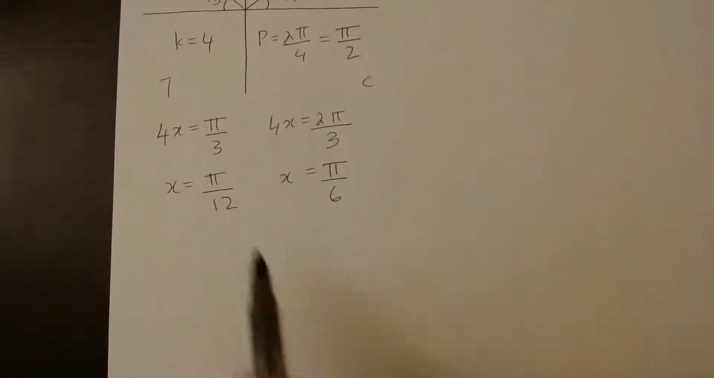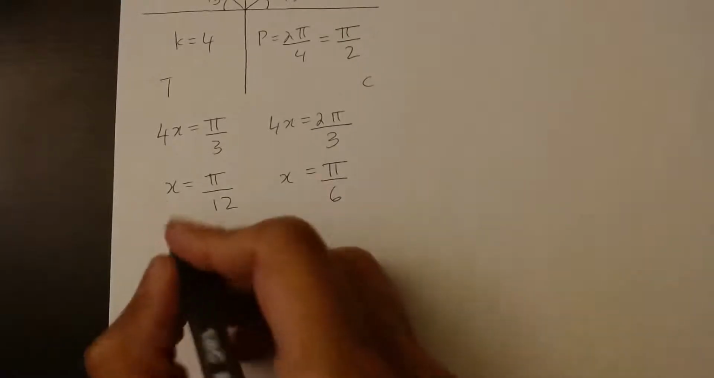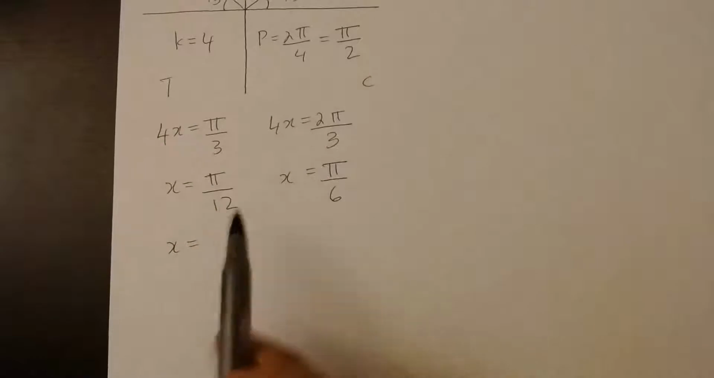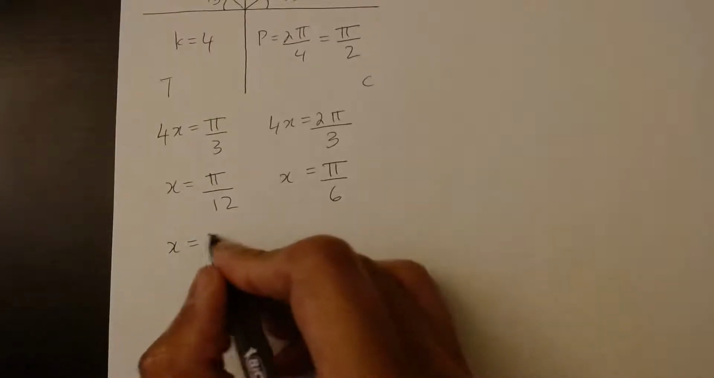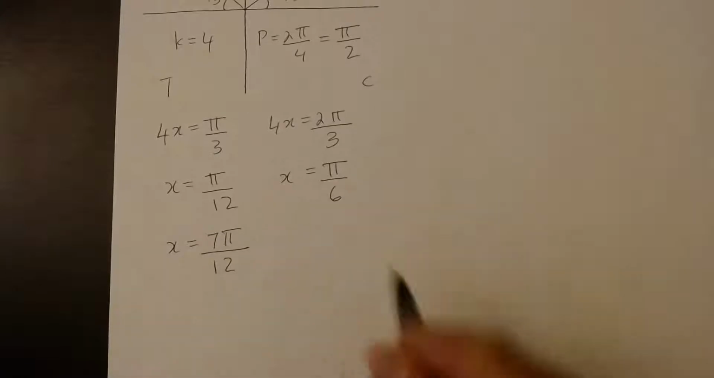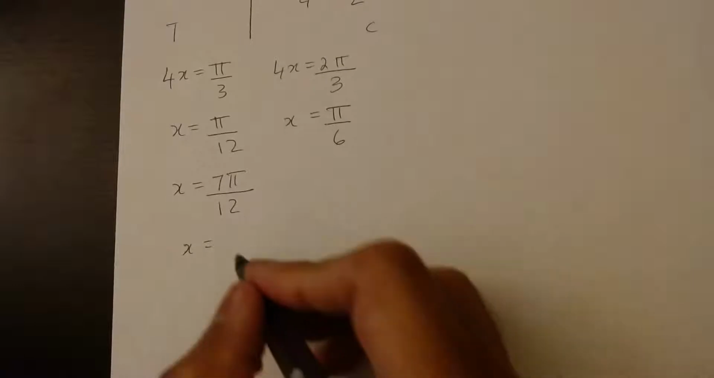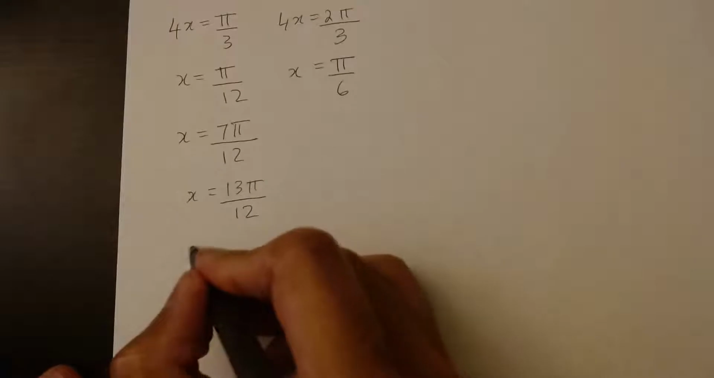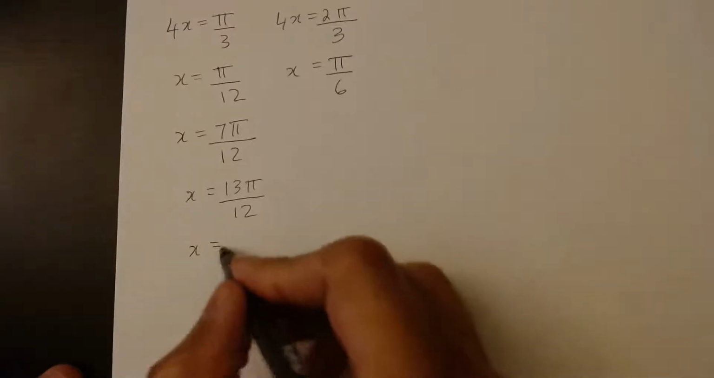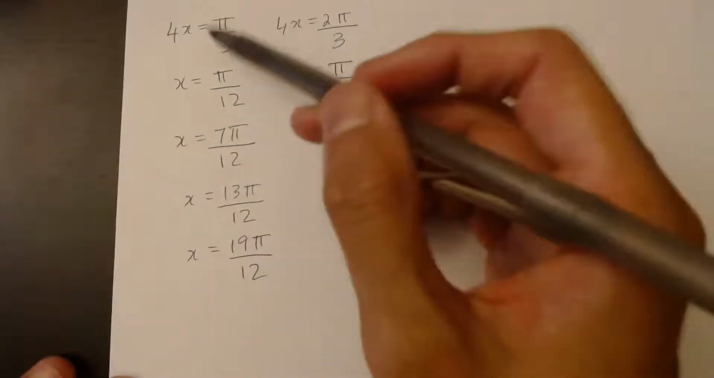So all I have to do is add my period to these values multiple times, and I'll get all my solutions. I'll start with this one over here. So pi over 12 plus pi over 2. My second solution is just 7 pi over 12. I'll add another pi over 2 to this. That's 13 pi over 12. And I'll add another pi over 2 to this, which is just 19 pi over 12. So those are my first 4 solutions for my first one.